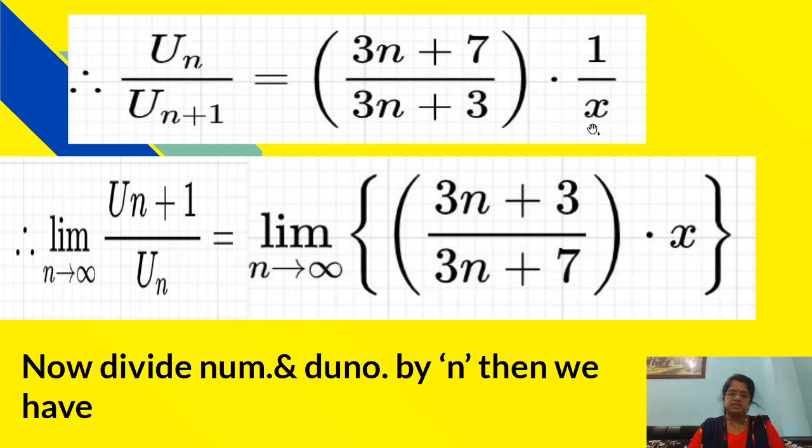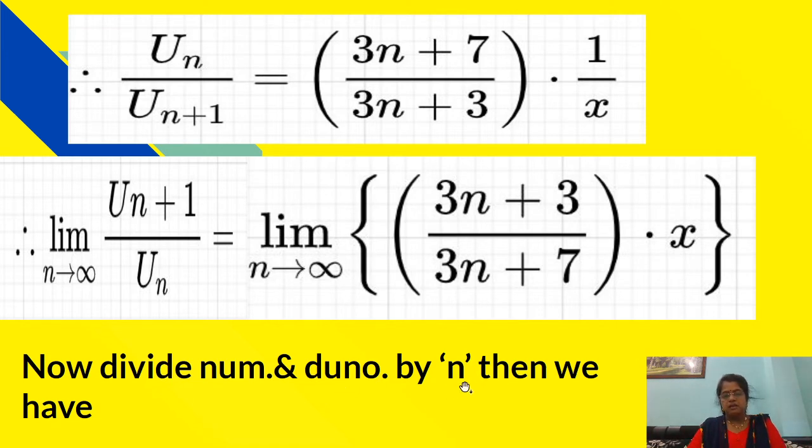Now we will find the value of limit n tends to infinity un plus 1 upon un, which is equal to limit n tends to infinity 3n plus 3 divided by 3n plus 7 into x. Just before we have calculated the value of un upon un plus 1. Here we require the value of un plus 1 upon un, and therefore the reciprocal of this part is what we have taken here.